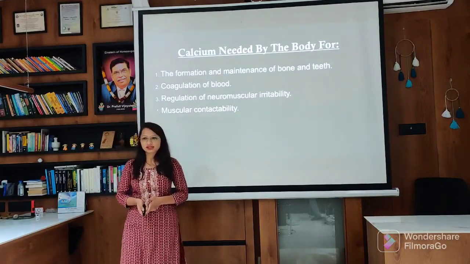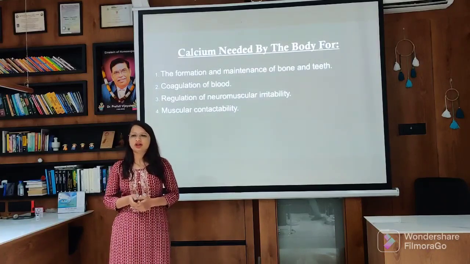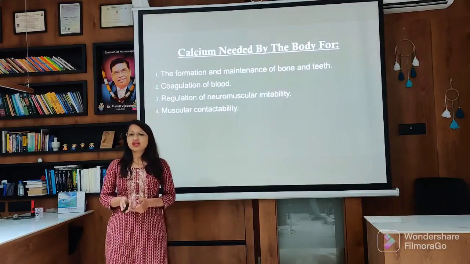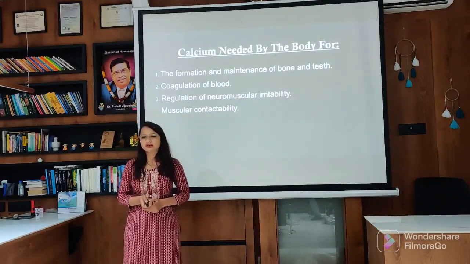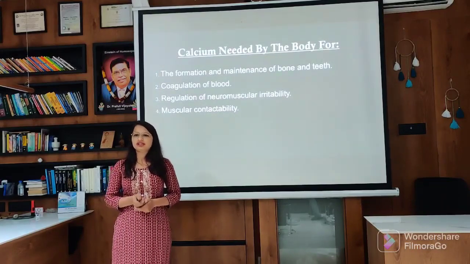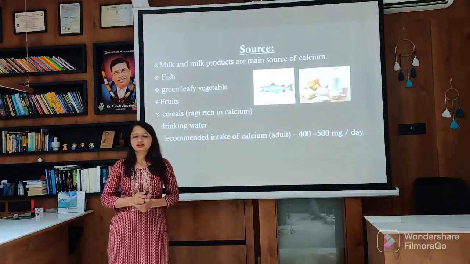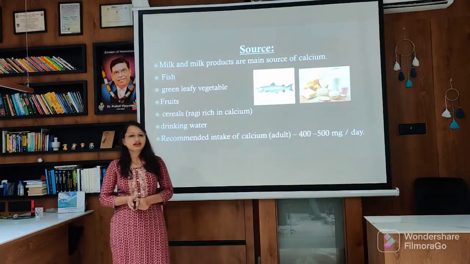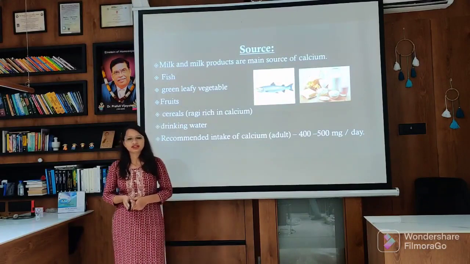When a nerve stimulates the muscle, it produces calcium in the body, which activates the protein in the muscle and stimulates the muscle. And when the body pumps out calcium, the muscle relaxes. Sources of calcium: milk and milk products, fish, green leafy vegetables, fruits, cereals, and ragi have a rich amount of calcium.